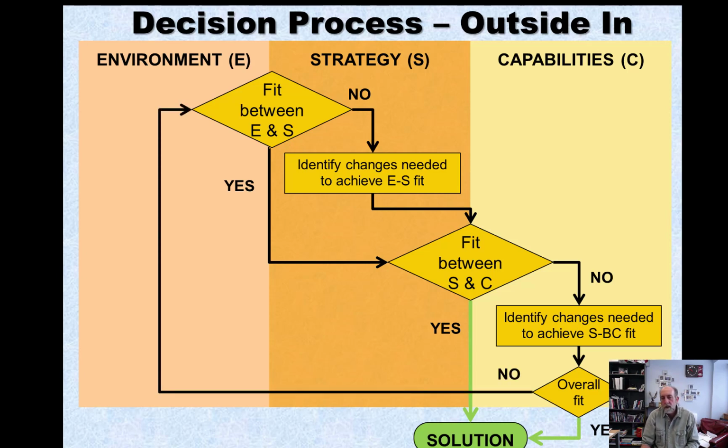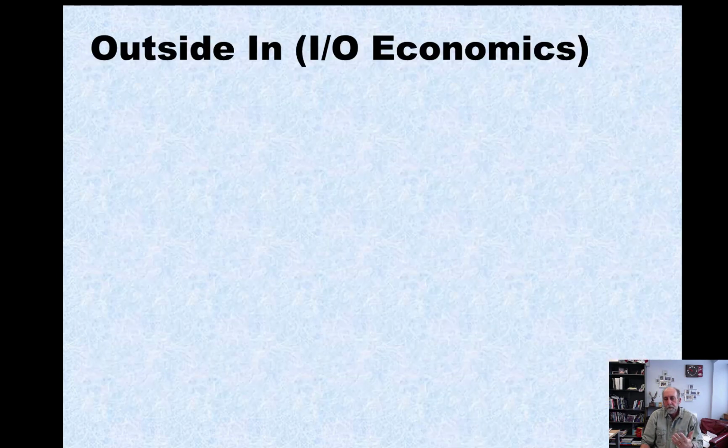If that still doesn't get you there, then you go back and recycle and start looking at other strategic possibilities that might better fit with the capabilities you have. So that's the outside-in approach graphically.